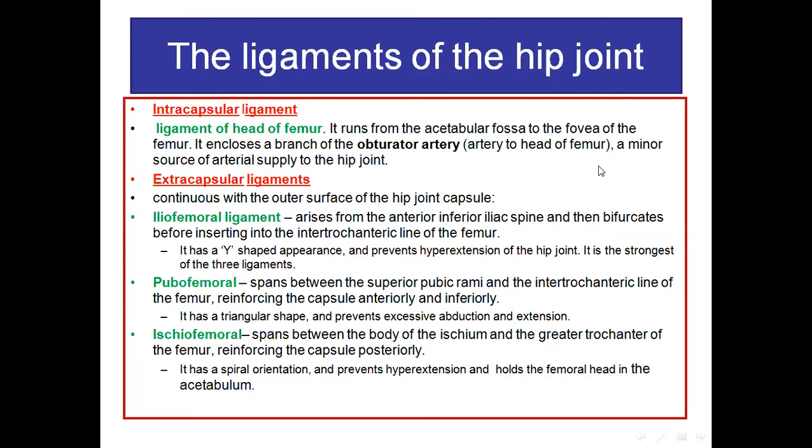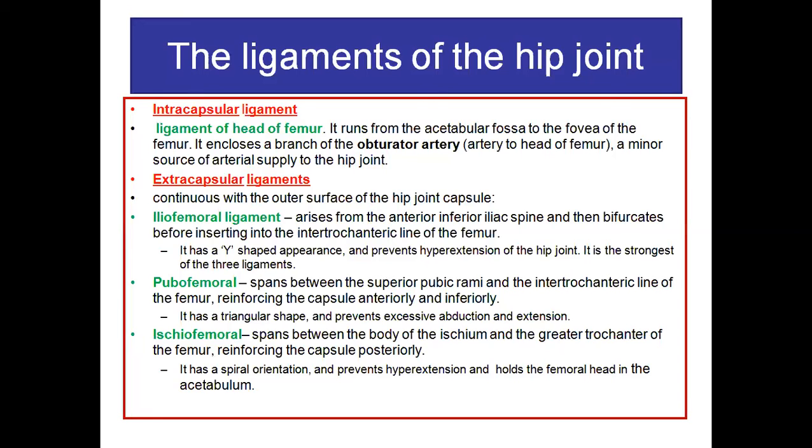The extracapsular ligaments are very strong ligaments. Anteriorly, there is the iliofemoral ligament. It arises from the anterior inferior iliac spine and bifurcates before inserting into the intertrochanteric line of the femur. It has a Y-shaped appearance and prevents hyperextension of the hip joint. It is the strongest ligament of the three ligaments.